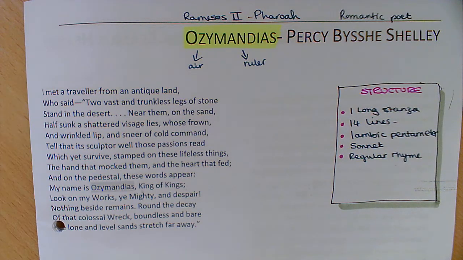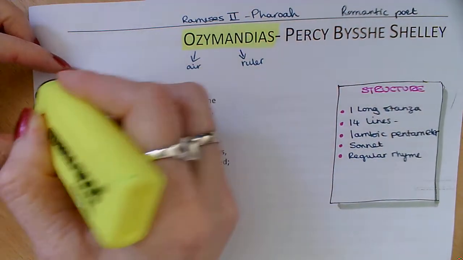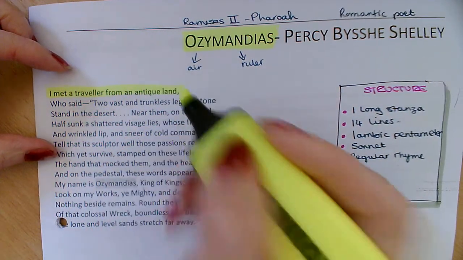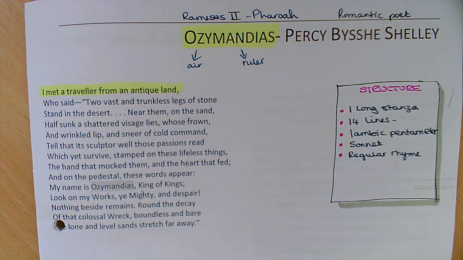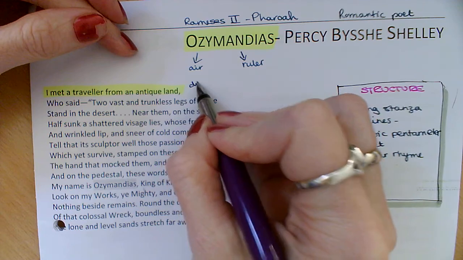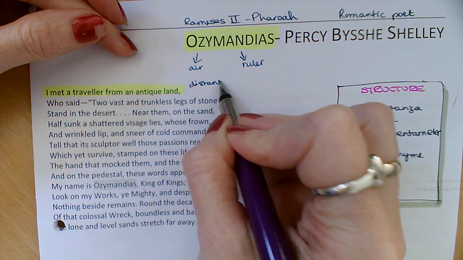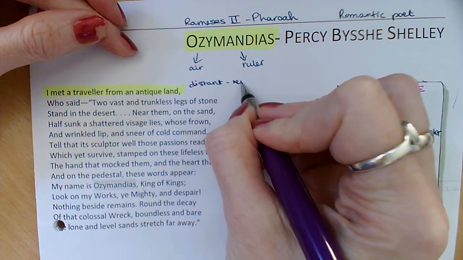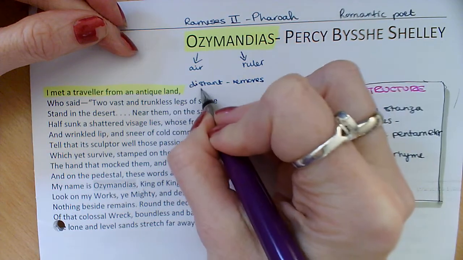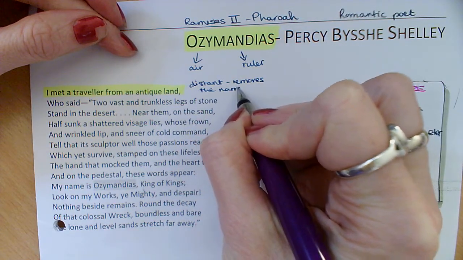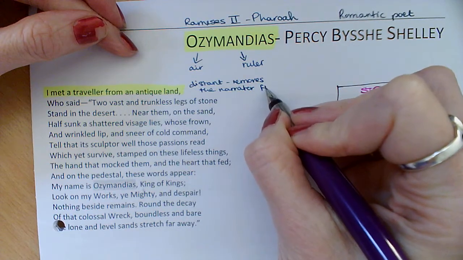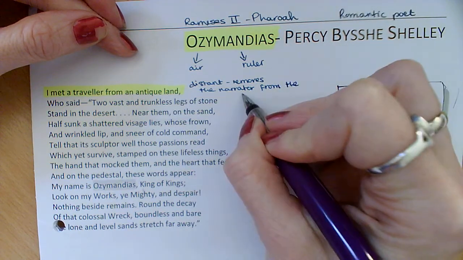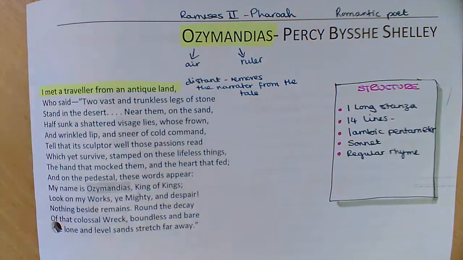So we start with this kind of almost storytelling going on. It kind of removes Shelley from the poem itself. It's distant. So it removes the narrator from the tale. Sort of pushes it further back.